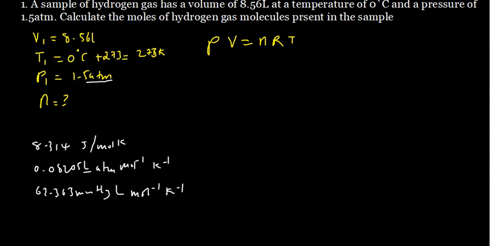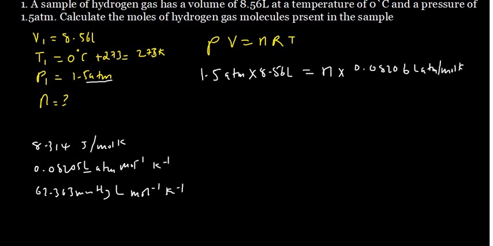So pressure that we are able to see is 1.5 atmosphere. I can also include the unit. Multiplied by volume, which is 8.56 liters. That will be equal to number of moles, which we want, multiplied by R, the universal gas constant. What are we going to use? We are going to use 0.0820. In some books we are going to see 5, in some books we are going to see 6, but depending on what value you've been given in the exam paper, that's the one that you are going to use. This one is given in liters atmosphere per mole Kelvin, then multiply by the temperature, which is 273 Kelvin.